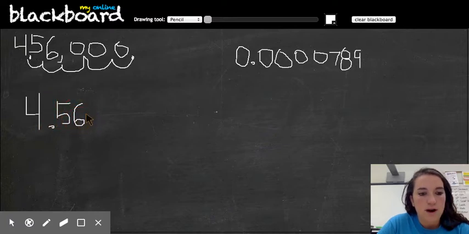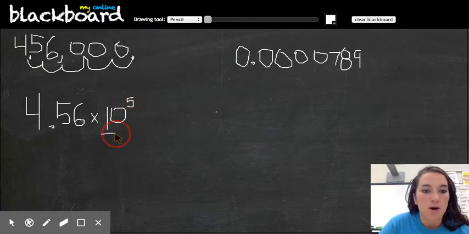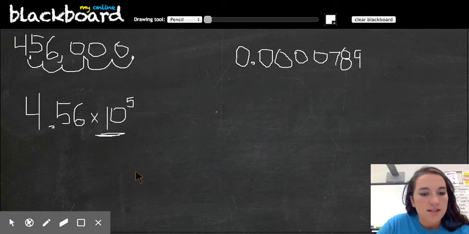times 10 to what power? Is it going to be to the 5th power or to the negative 5th power? It's going to be to the positive 5th power because it's a really big number, so that means we're multiplying it by 1, 0, 0, 0, 0, 0. So this is a big number. All right, what about this one?